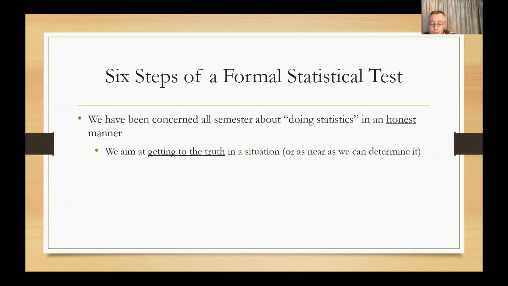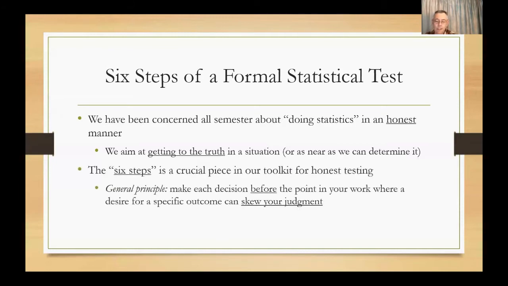We want to use statistics so that we're getting at the truth, or maybe that truth is very tough to determine, but as close as we can determine it, we want to be there. We don't want to be giving results like, what answer do you want? I will get it for you. That's not the point. This is about actually doing a statistical test to determine what is really going on in a situation. So the idea that is pervasive throughout the 6 steps is just making decisions before that decision can skew the outcome or skew our judgment.